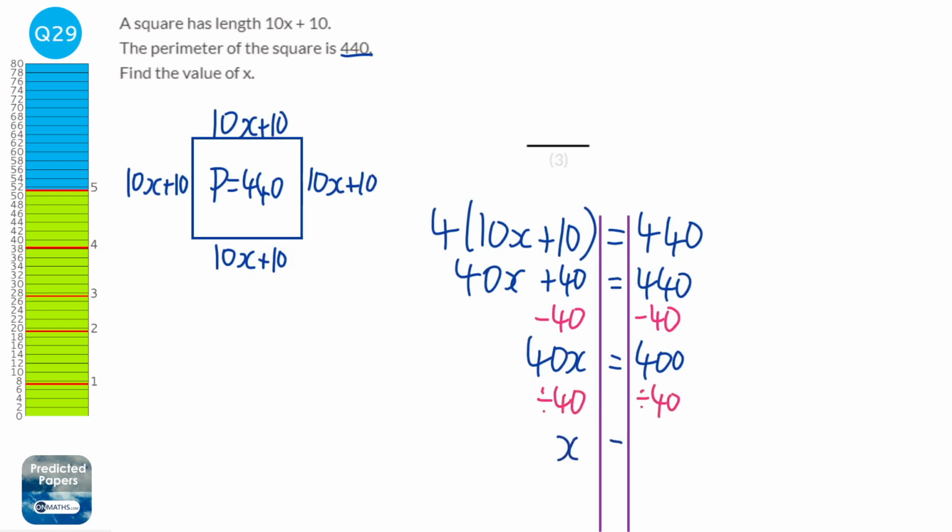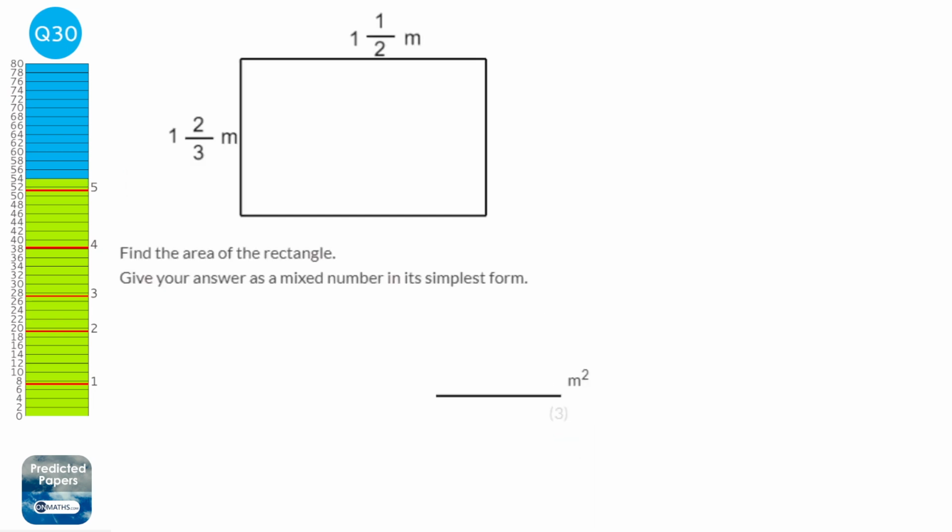And we've got x equals 10. So our answer is 10. To work out the area of a rectangle, we just multiply the width and the length. Here they are mixed numbers, so all we do is the width times the length.